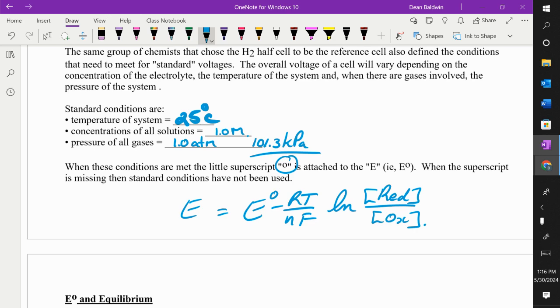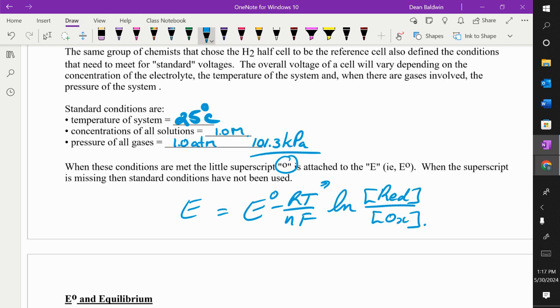It's 8.314, and so on. If you go on in chemistry, you will see it all the time. T is temperature in Kelvin, okay? N is the number of moles. F is called the Faraday constant. And then everybody's favorite little bit, the natural log of the concentration of the reduction, so the cathode reaction, over the concentration of the oxidation reaction, which is the anode reaction, okay?